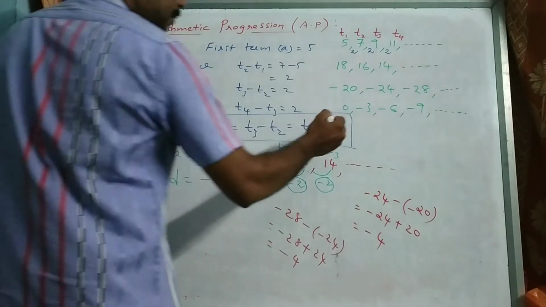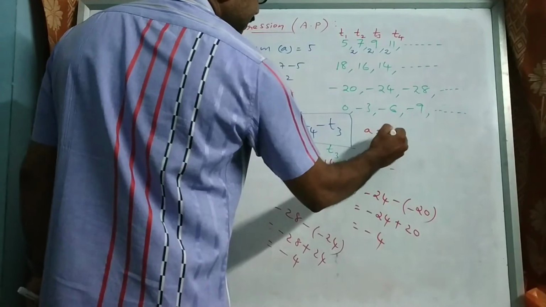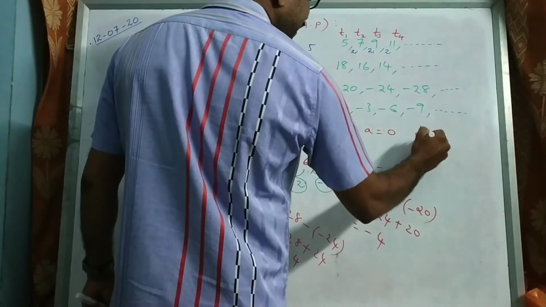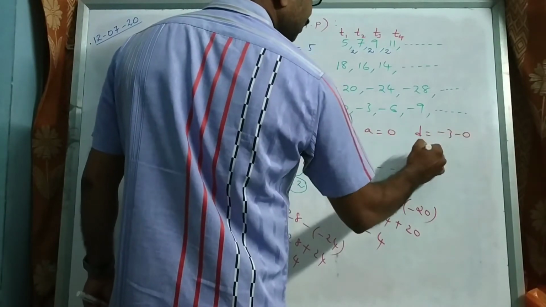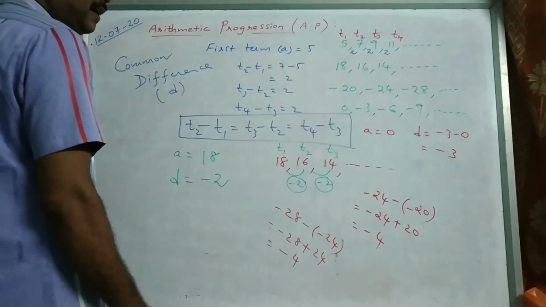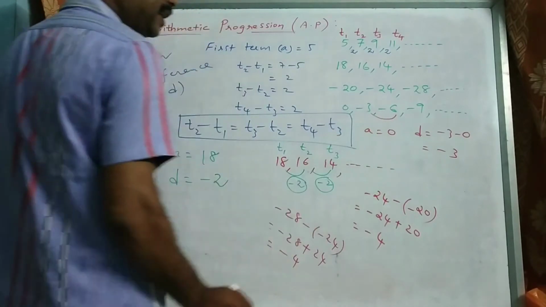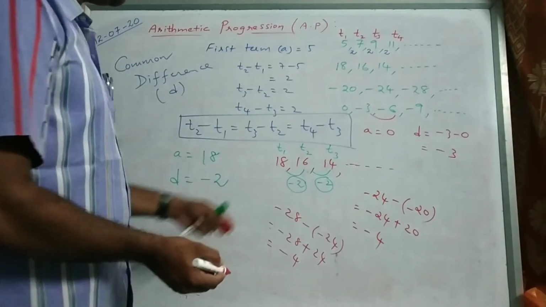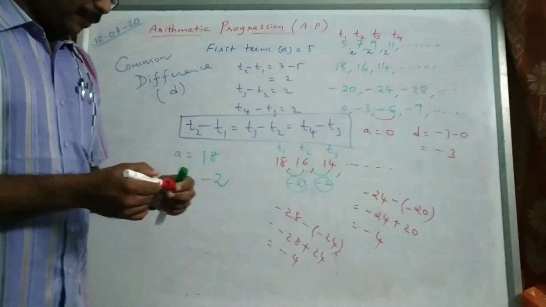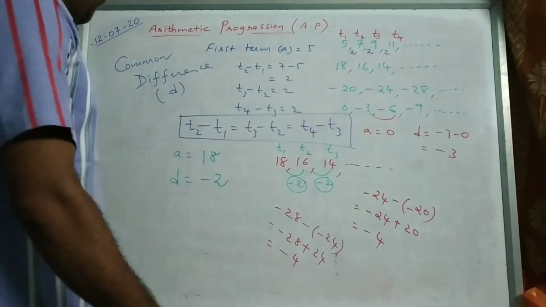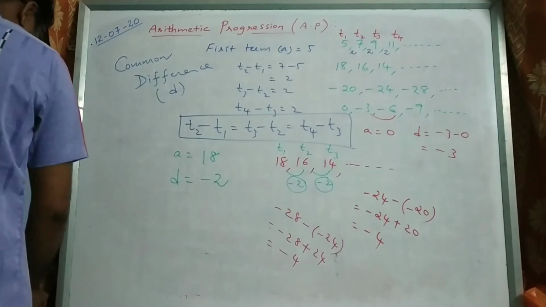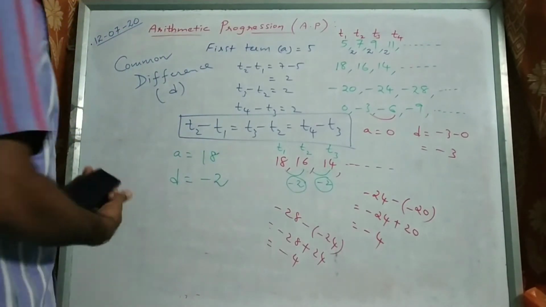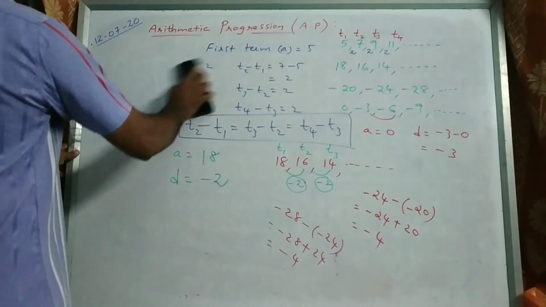Look at this progression. What is the first term here? 0. Second term, minus 3. So the common difference is minus 3 minus 0, which is minus 3. Then minus 6 minus of minus 3, again minus 3. So the common difference is the same here also. Such a type of progression is called an arithmetic progression. Now I will tell you in a general way what an arithmetic progression is.